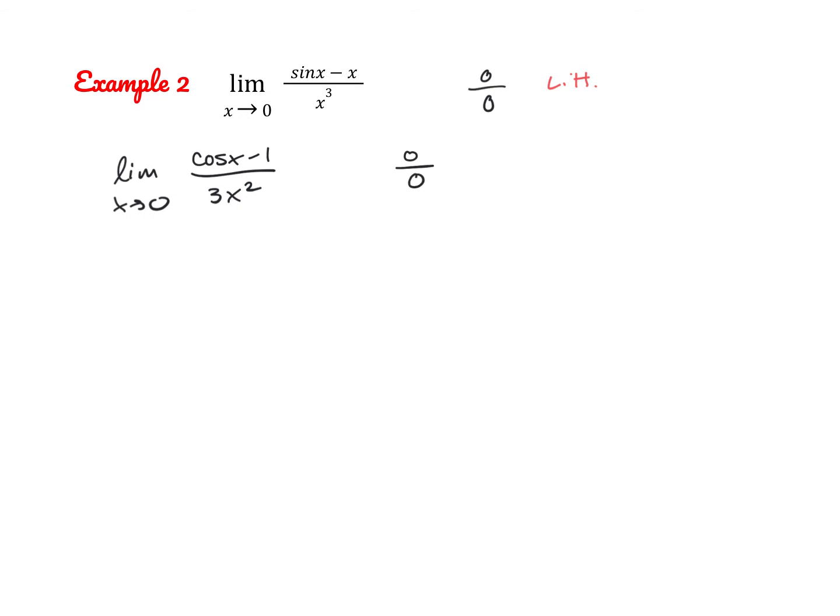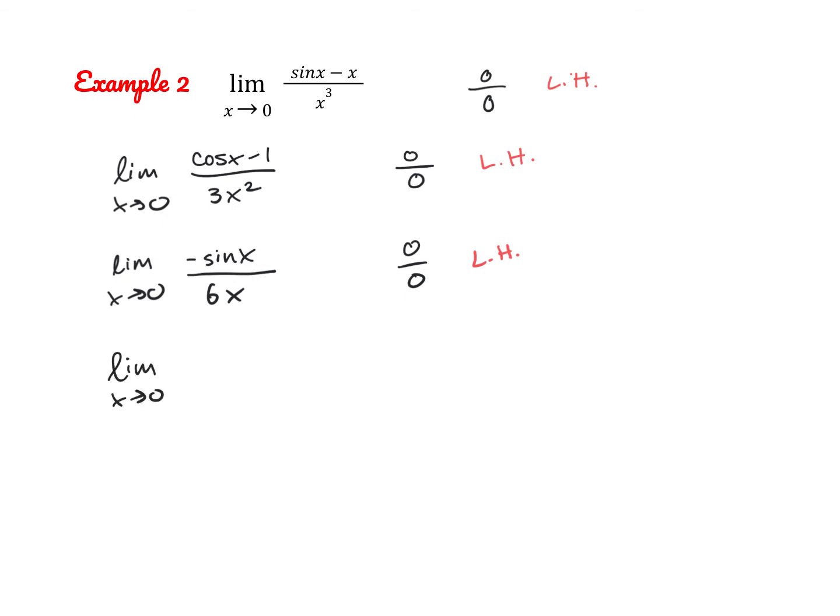So we get another indeterminate, but this indeterminate works for L'Hopital's rule, so I can apply it again. So let's take the derivative of our numerator and denominator again. The derivative of cosine is negative sine, the derivative of negative 1 is 0, and the derivative of 3x squared is 6x. So now let's try direct substitution again. Plugging in x equals 0 gives us 0 over 0, so another indeterminate, but it does allow us to try L'Hopital's rule again. So we just keep going.